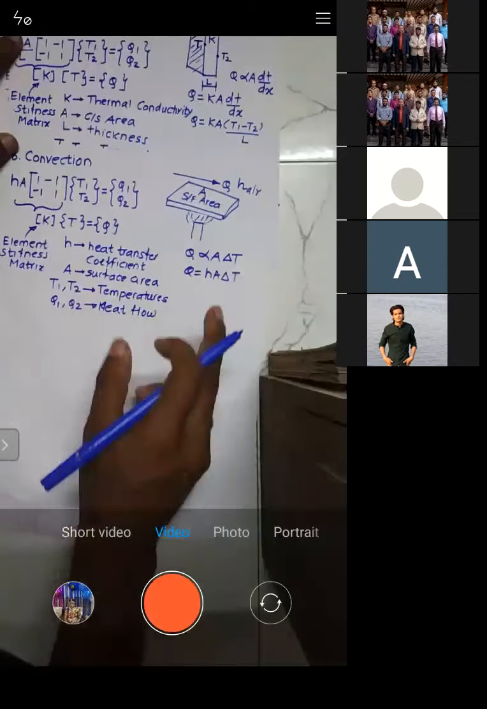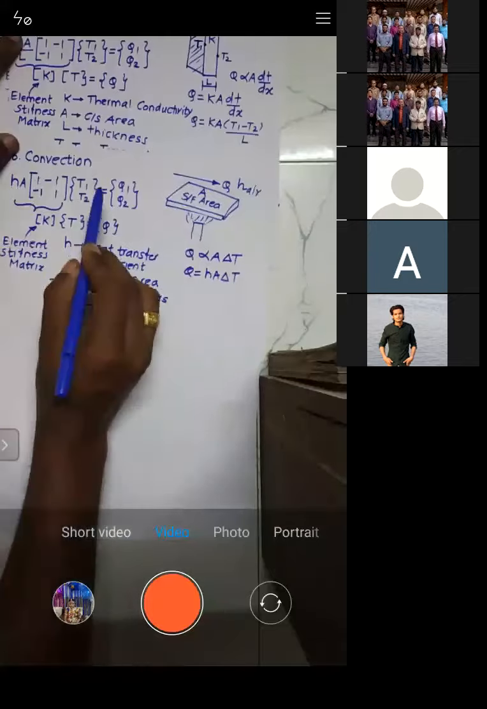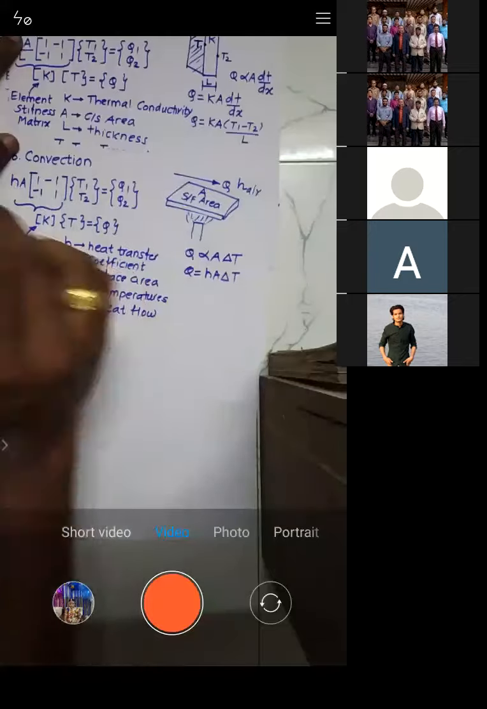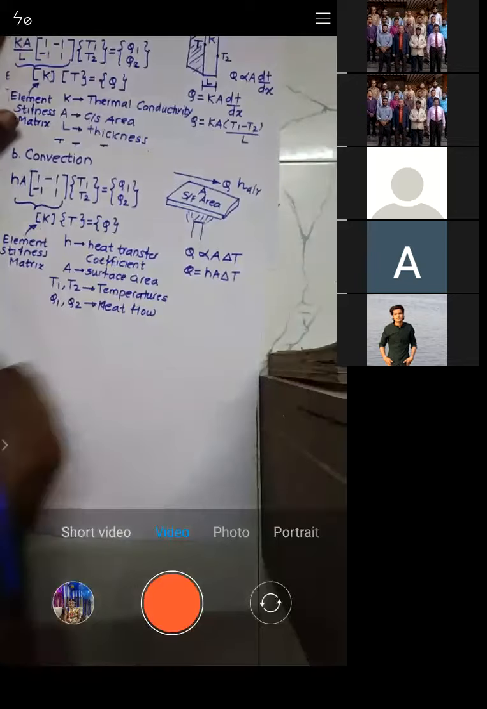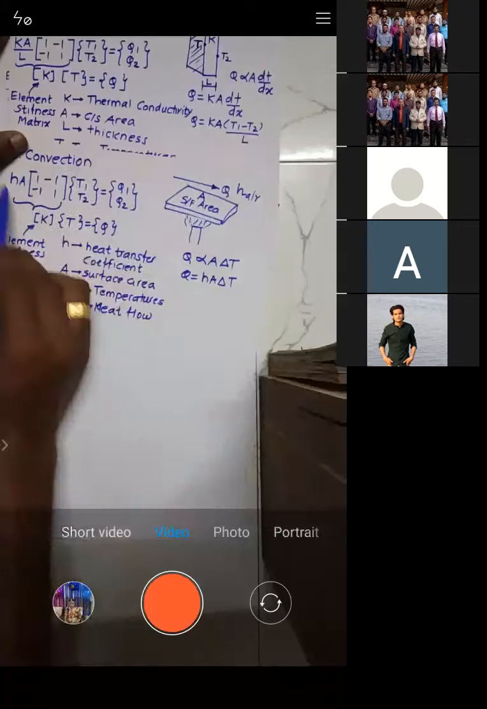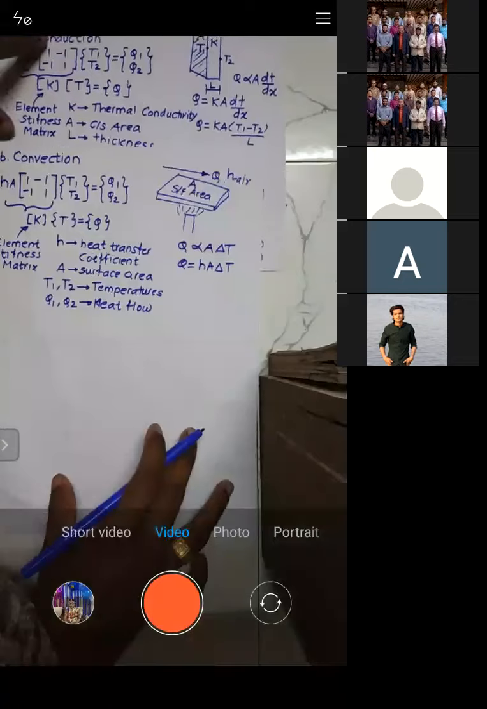So is it the same? See here, h A delta T. Is it the same? h A, and this is T1 minus T2. Is that okay? What is T1 minus T2? It's a delta T. Can you see this equation? Are this equation and that equation the same? Is that okay? It is the same, yes or not?